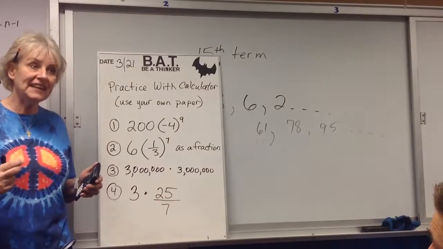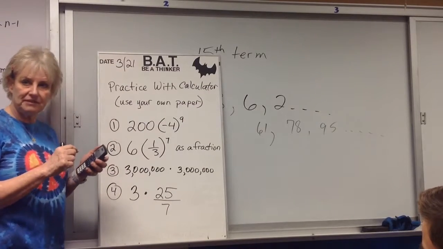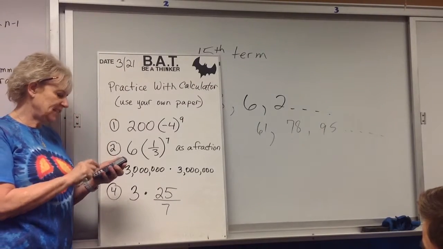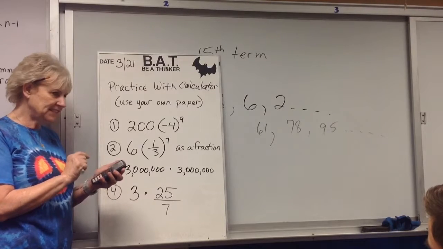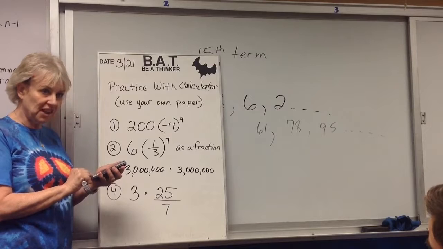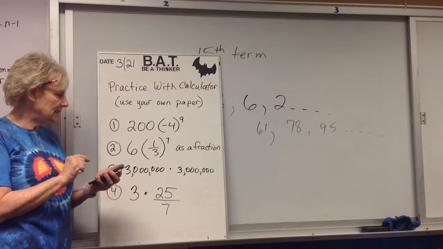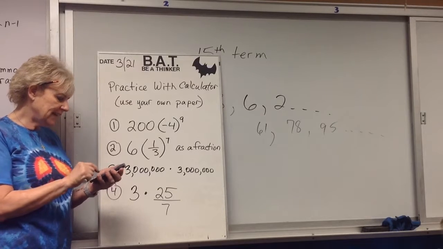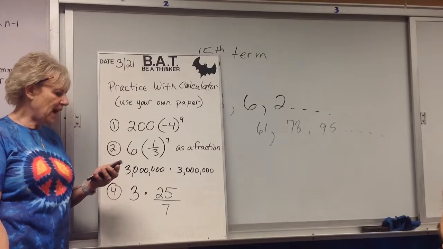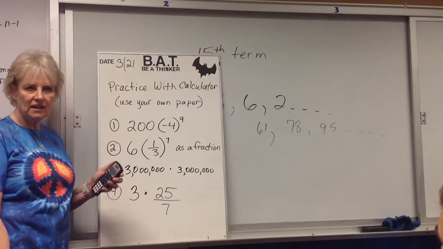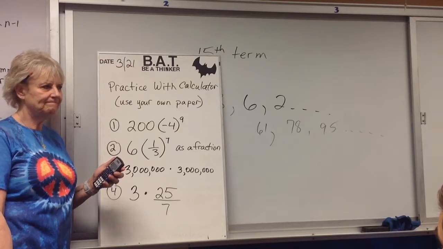Tomorrow you're going to be graphing again, and you need to know how to do exponents to graph. So I'd say use parentheses whenever possible. Write 200, left parenthesis, negative sign, which is under the 3, 4, right parenthesis, caret, 9, equals. Negative 524,28800. That's what I got.